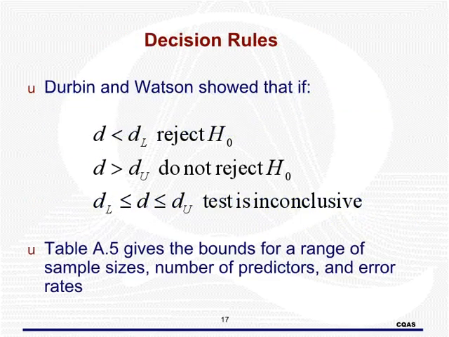Here are the rules that we use to make our decision. The values for DL and DU can be found in table A.5 in the back of your book. These are dependent on sample size, number of predictors, and type I error rates.